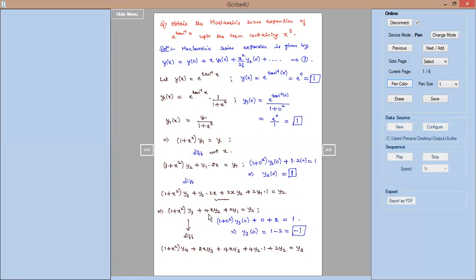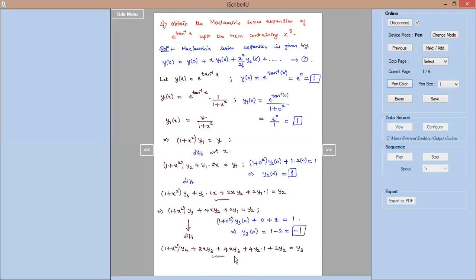Again product rule for 4 into x into y2. So 4x as it is. Differentiation of y2 is y3, plus 4y2 as it is. Differentiation of x is 1. Next, differentiation of 2y1 is 2y2. Differentiation of y2 on the right hand side is y3. So again we have like terms now, 2x y3 plus 4x y3.